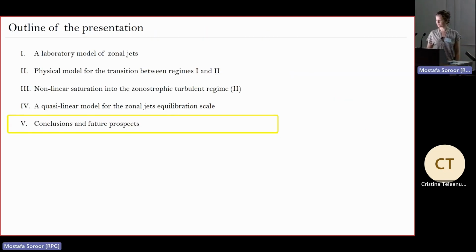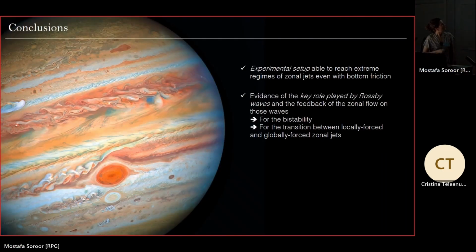Okay, so I'm going now to conclude my presentation. I presented in the first part an experimental setup where we are able to reach extreme regimes of zonal jets, even with bottom friction, because numerically it has been a challenge to obtain jets with no-slip bottom boundary conditions in global 3D spherical shell simulations. And experimentally, we show that it shouldn't be a problem. It's just that probably viscous friction is too high in these models.